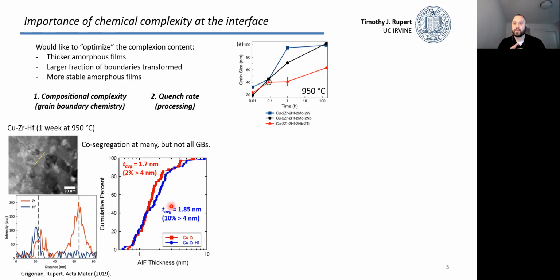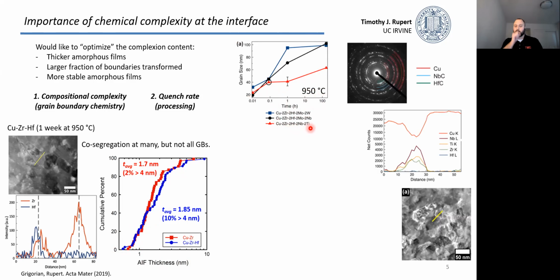We can take this concept and go even more extreme. We can go to a 5-component system. Here we're showing 3 different examples. The XRD grain sizes all stay nanocrystalline after up to a week at a very high temperature. So what we're going to do is look more closely at this copper, zirconium, hafnium, niobium, titanium material. Now, one thing to point out is that although we have 5 elements in our system, we actually don't end up having 5 elements at the grain boundary.